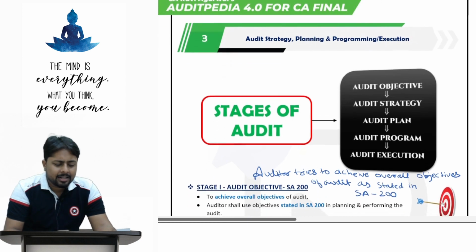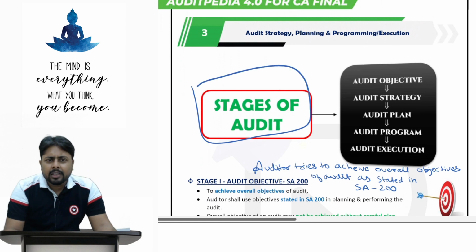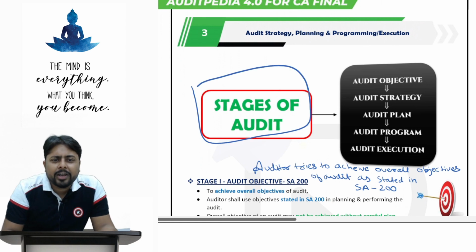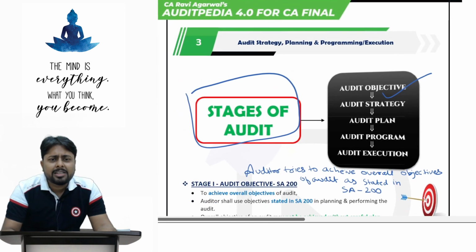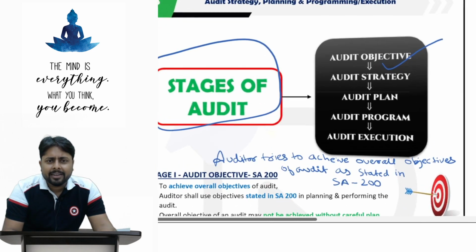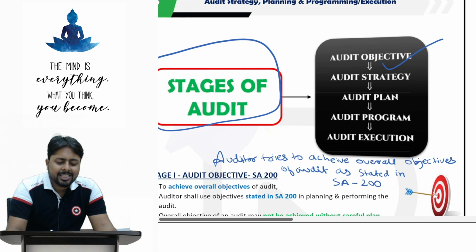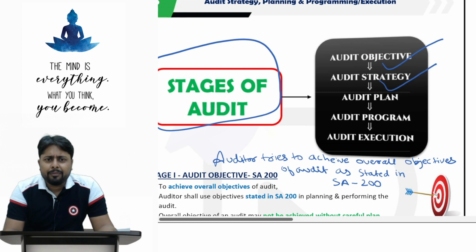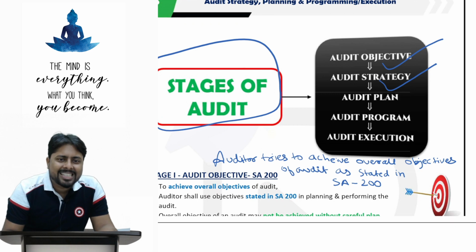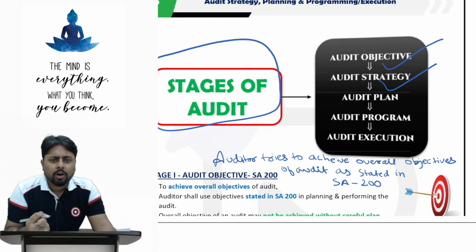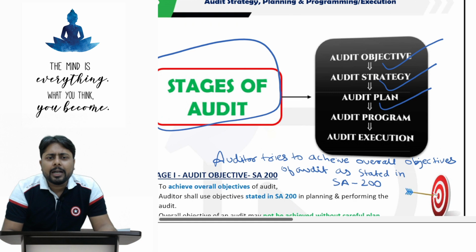The chapter today is stages of audit. Can you please tell me how many stages of audit there are? Five stages. Stage number 1, audit objective. Before you go for an audit, you should know the objective behind doing the audit. Stage number 2, audit strategy. Sir, first of all, do we make the audit strategy or the audit plan? We make the audit strategy, and based on its guidelines, we make our audit plan.